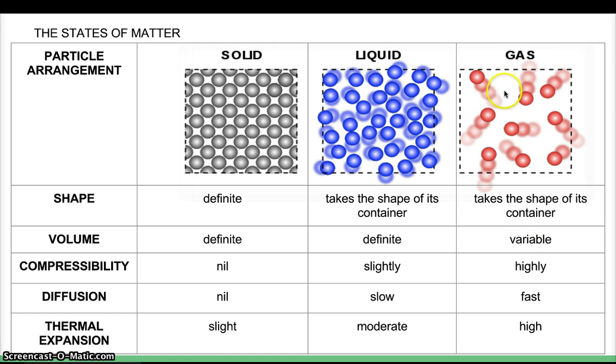They're highly compressible, so there's lots of space between all of these orange particles, so we can squish them easily. If you clap your hands together, you're going to squish the air between your hands. That happens with very little effort at all.